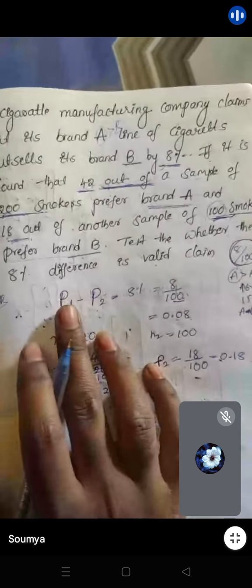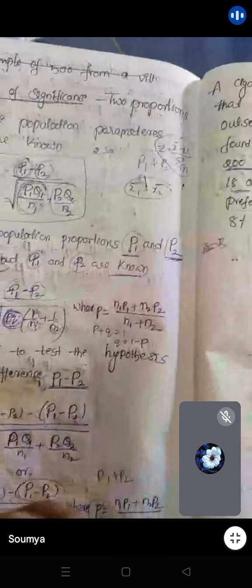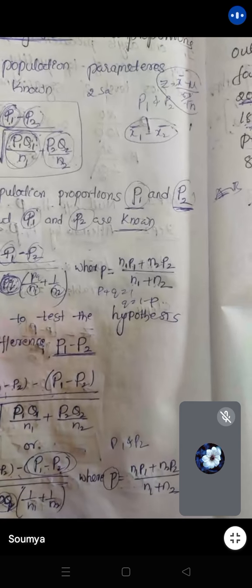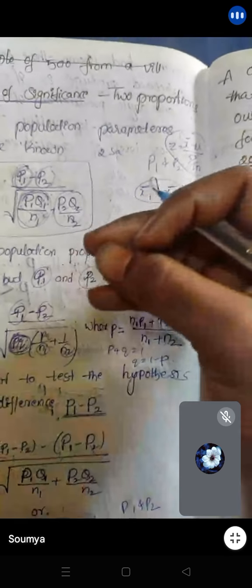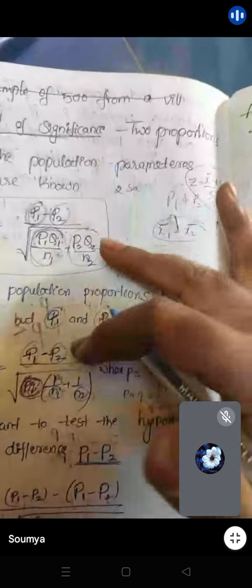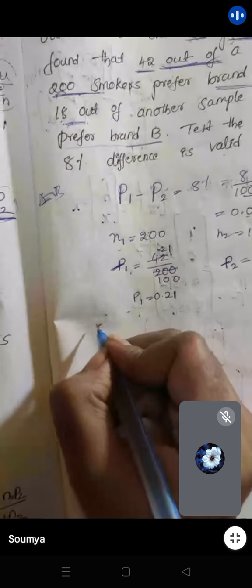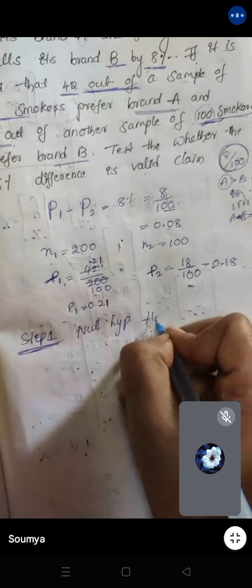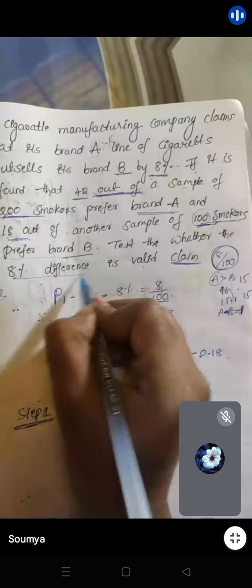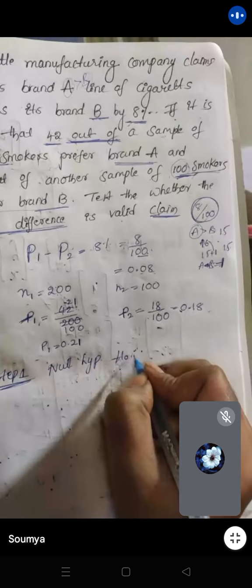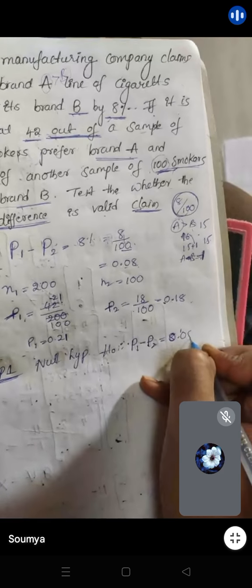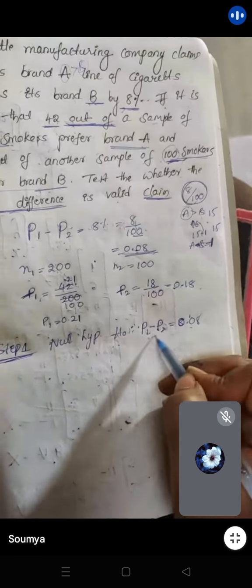Now they gave the difference. If you want to find the difference, go for this formula. If they give only proportions, you will go for these two. But given the question, write step 1 and you will understand. So what is the null hypothesis? H naught. What is the claim? The difference is valid or not. So H naught: P1 minus P2 is 8%, that is 0.08.